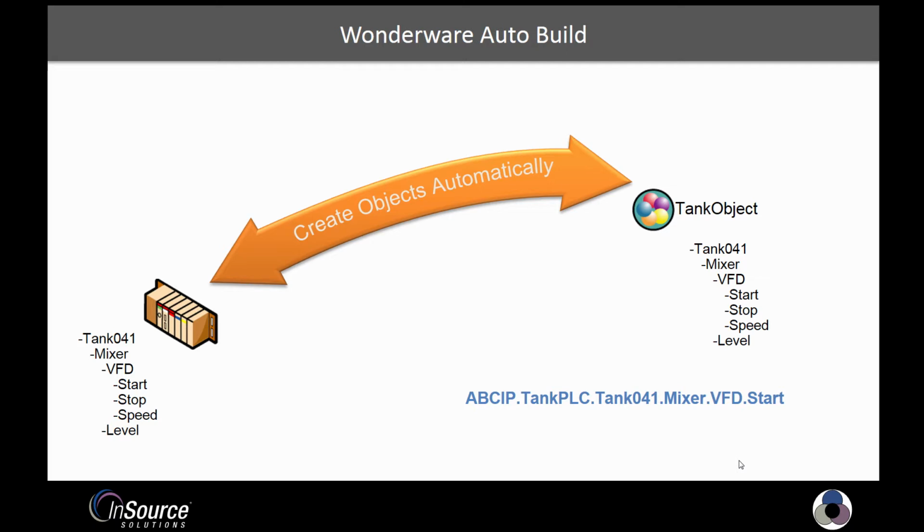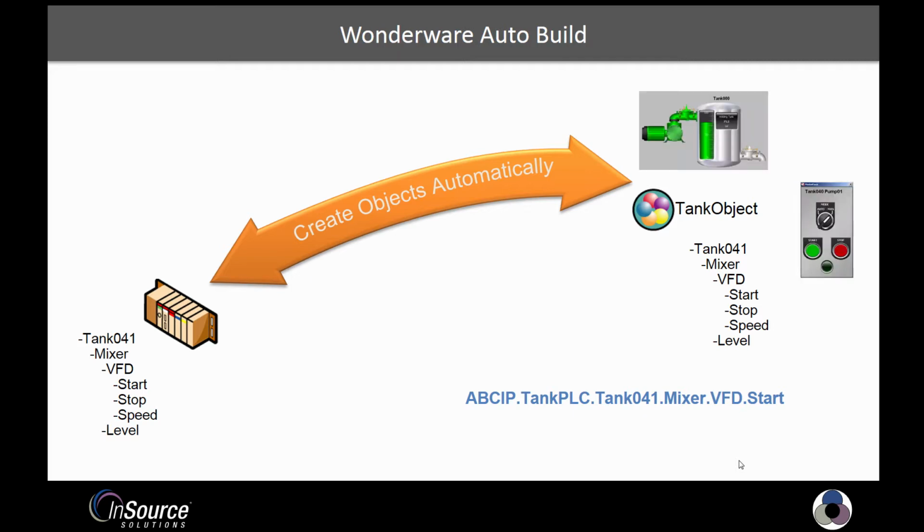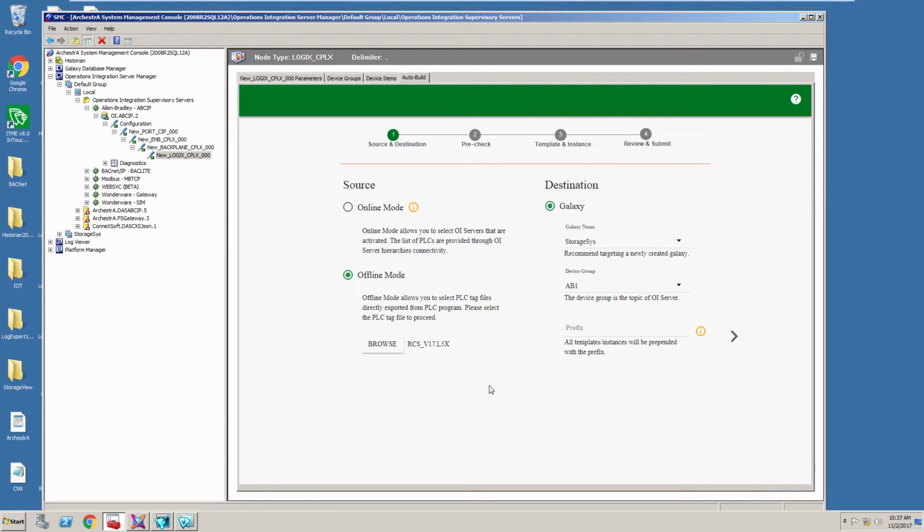I have the ability to go in at the master template. Let's say I have 50 of these tanks. I can go through at the master template and assign a graphic to it. If I want to add some faceplates and things like that to it, I can do this at the master template level. This auto build utility is part of the OI server configuration.